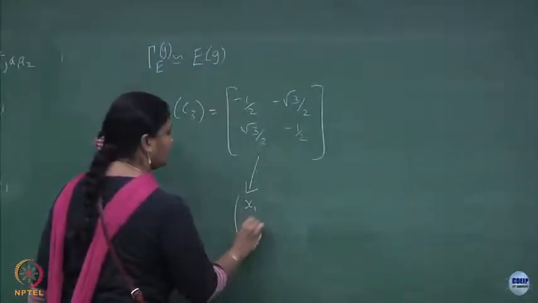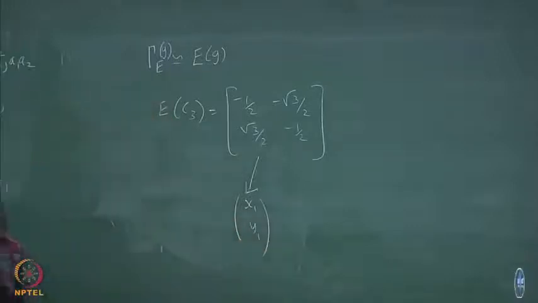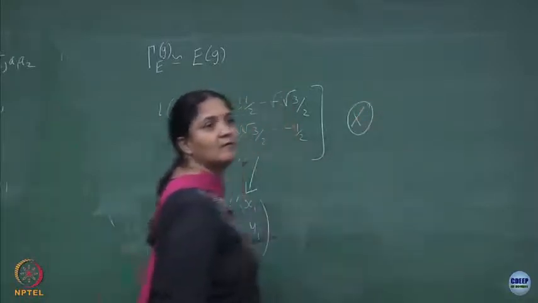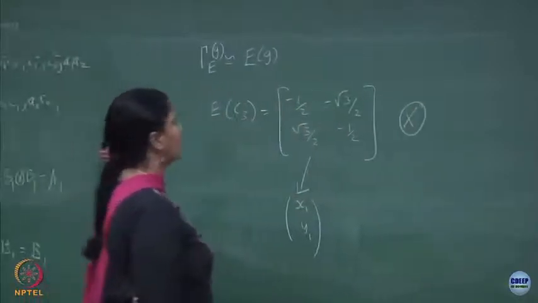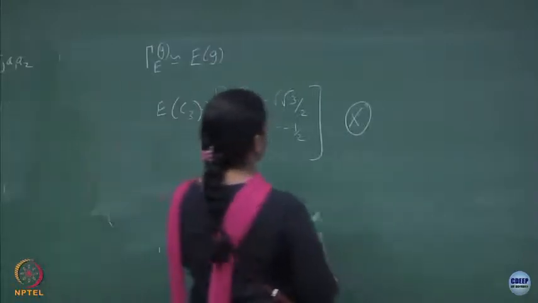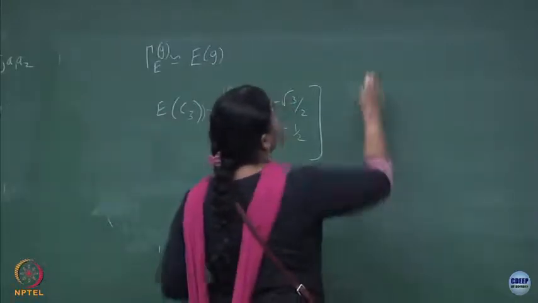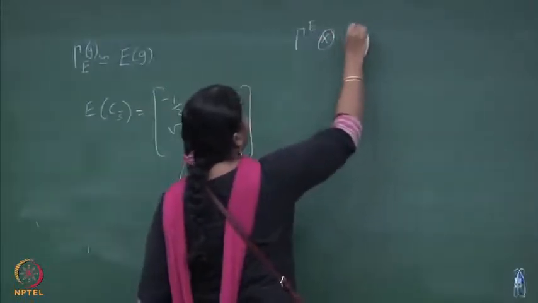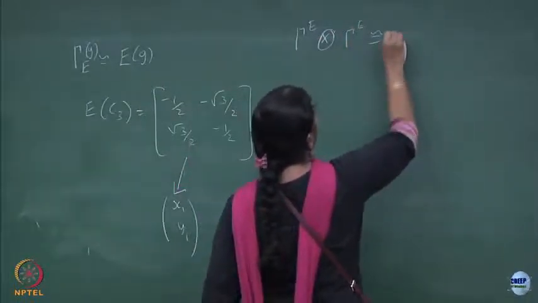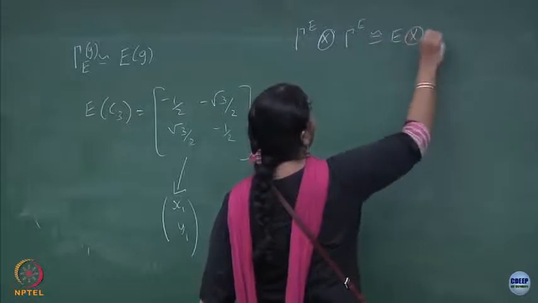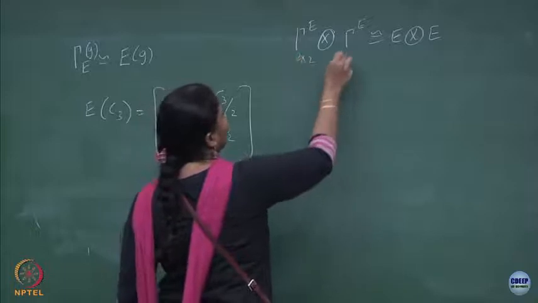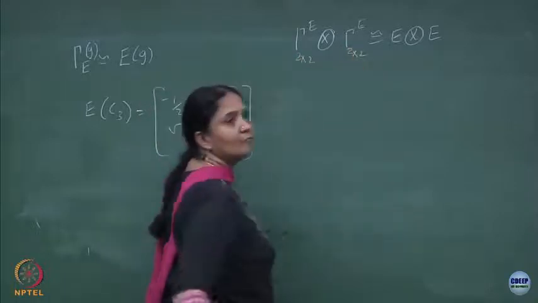Let me take it as x1, y1 and take a tensor product. So, I want to do a tensor product. So, let me write it here, which I am going to denote as E cross E. This is 2 cross 2, this is 2 cross 2.